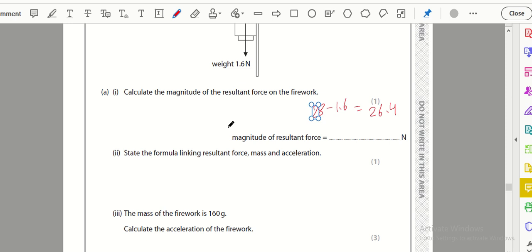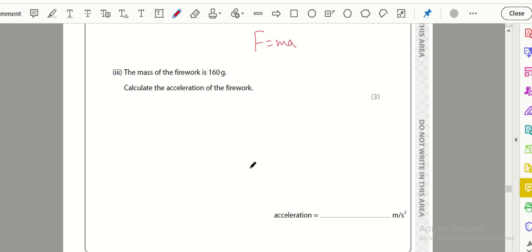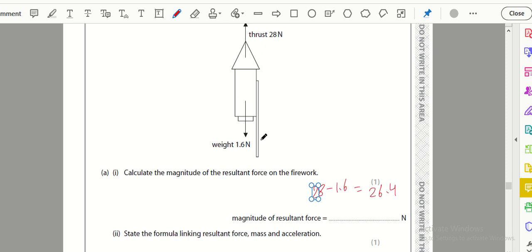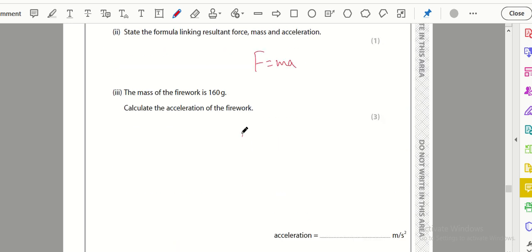State the formula linking resultant force, mass, and acceleration. F equals m times a. The mass of the firework is 160 gram. Calculate the acceleration of the firework. As we have the resultant force equal to 26.4, the acceleration will be 26.4 over 160, and as the unit needed is meter per second squared, we should convert the mass to kilogram, because this is in Newton, so the answer will be.